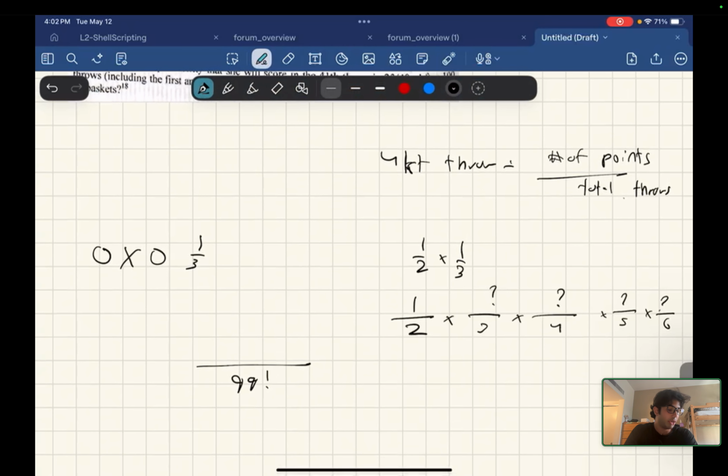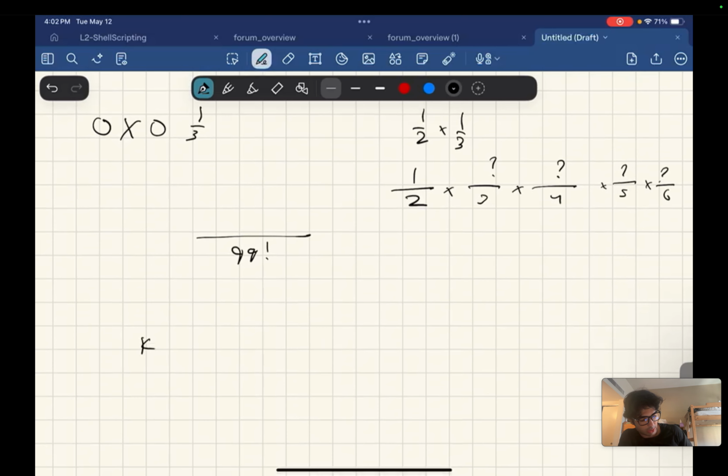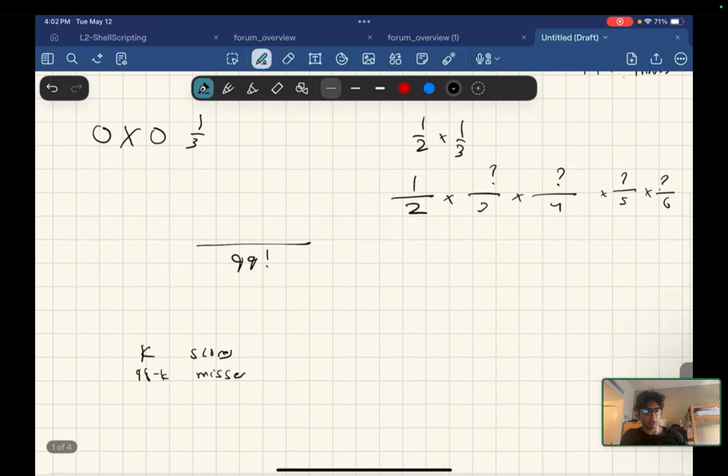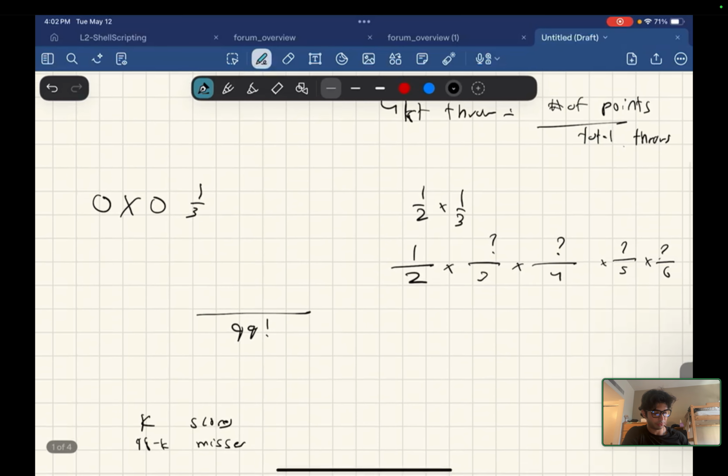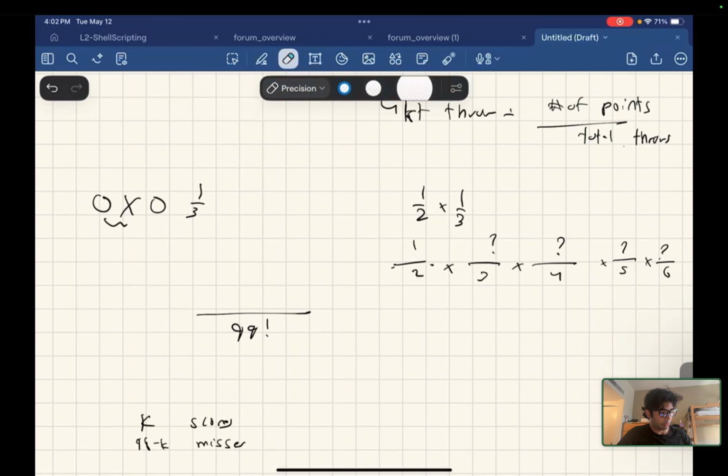As for our numerator, let's say she makes K shots. K scores and 98 minus K misses, because she has 98 remaining attempts, because out of 100, she already shot 2. So now I have to figure out what the numerator would be. And so here, as you can see, this is one possible sequence, right? 1/2 times question mark over 3, question mark over 4, question mark over 5, question mark over 6.